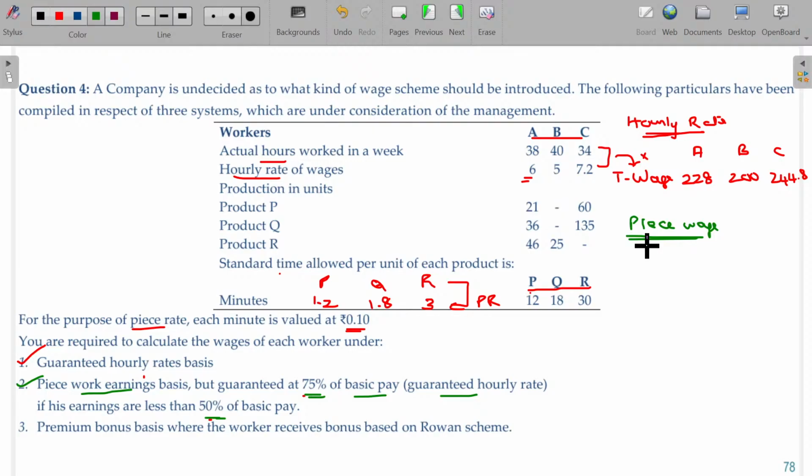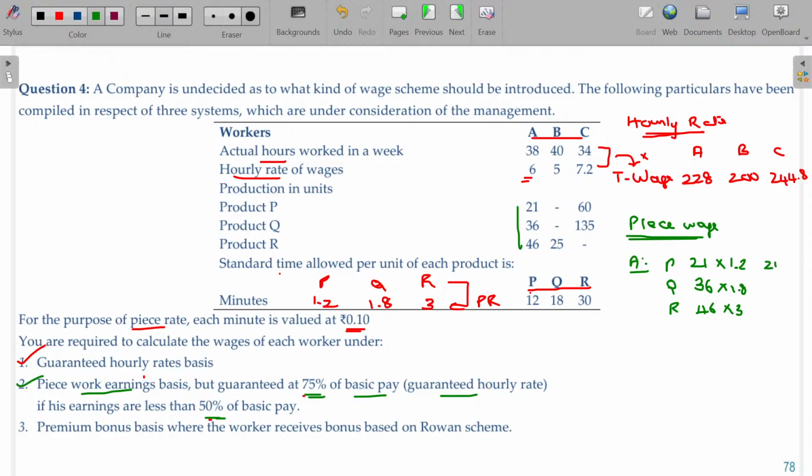Now the number of units produced in this case is totally different. In case of A, he produced 3 varieties of material goods, P, Q, R. How many units are produced by A? 21, 36 and 46. And the piece rate for P, Q, R is 1 rupee 20 paise, 1 rupee 80 paise and 3 rupees. If we multiply all these values, what's the final value?